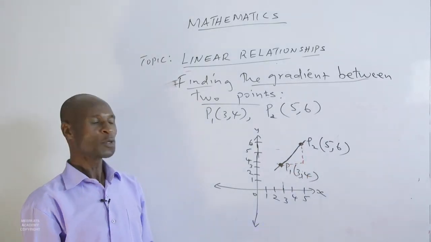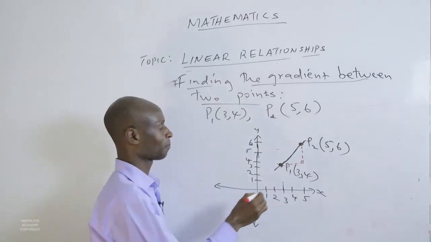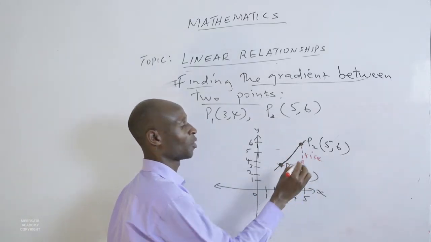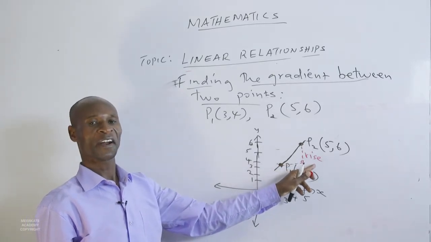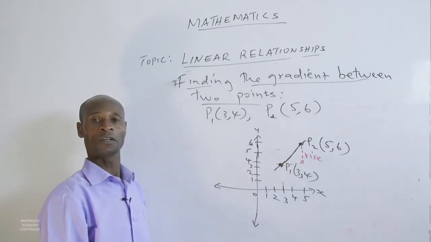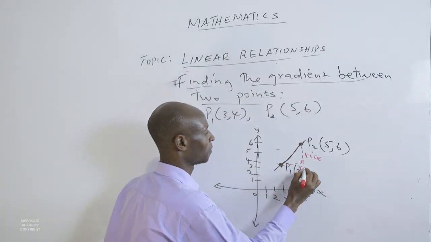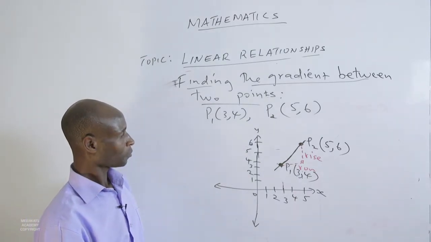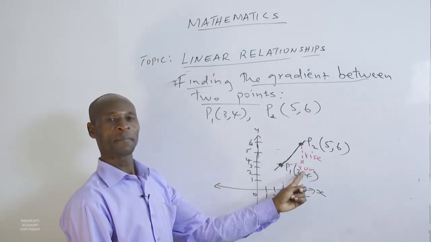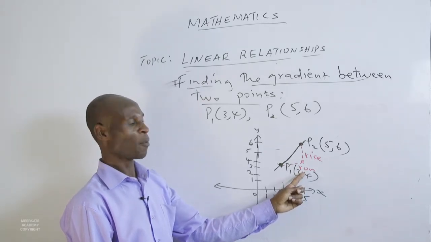Now, we create a right-angled triangle where the vertical distance between the 2 points is called the rise, while the horizontal distance between the 2 points is called the run. So the run is obtained by getting the difference between the x coordinates of the 2 points.